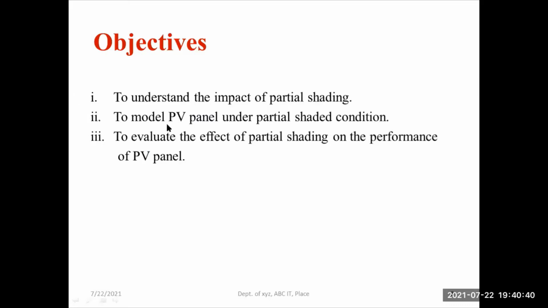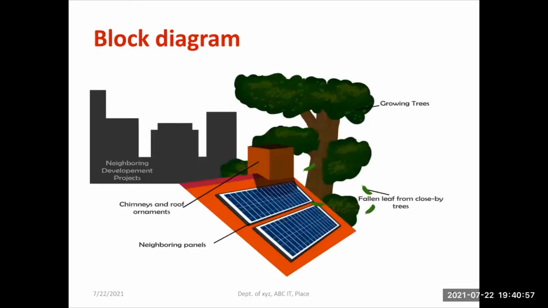And you have to mention the objectives very clearly, why the topic is required. For example, to understand the impact of partial shading in solar PV system, to model the PV panel under partial shading condition, to compare the partial shaded condition and the normal condition. These are the major objectives of presenting the seminar.